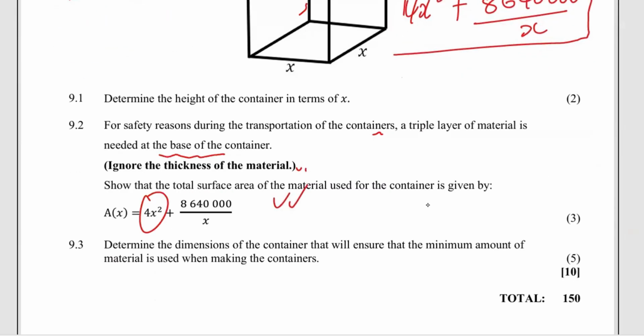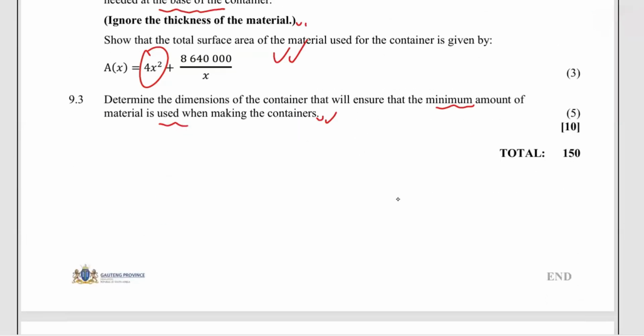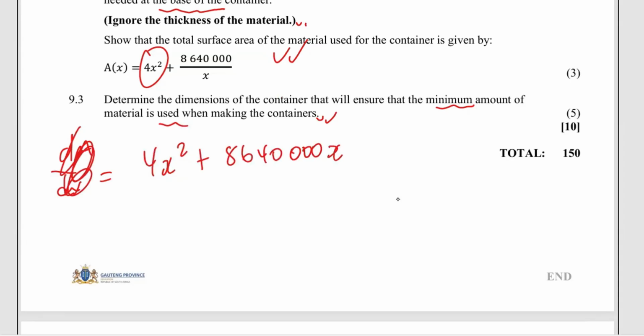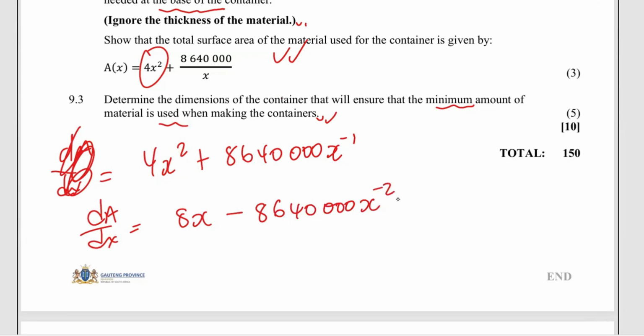9.3: to determine the dimensions of the container that will ensure that we have a minimum amount of material used when making the container. When you talk about the minimum material, meaning that we need to get the derivative, optimization, dA by dx. Initially it's going to be 4x squared plus 8,640,000 x to the negative 1. Let's find dA by dx: this is going to be 8x, minus 8,640,000 x to the negative 2, which should be equated to 0.